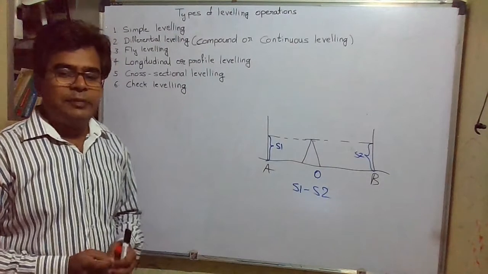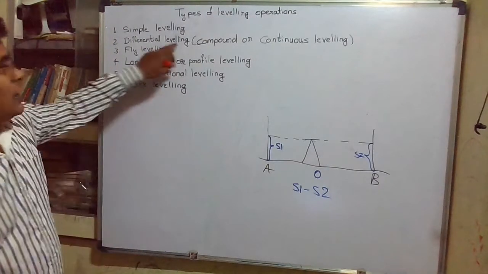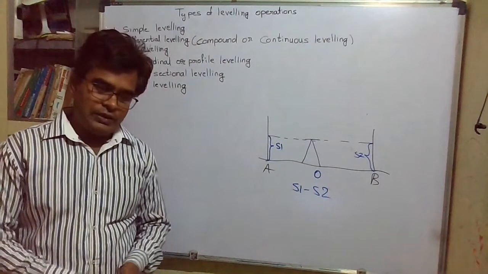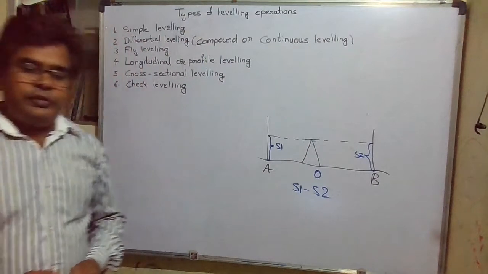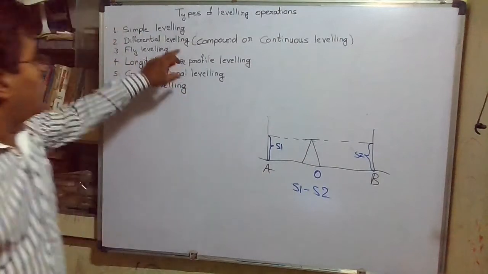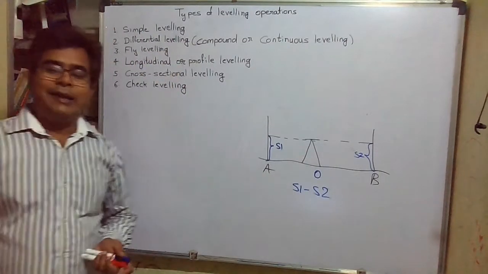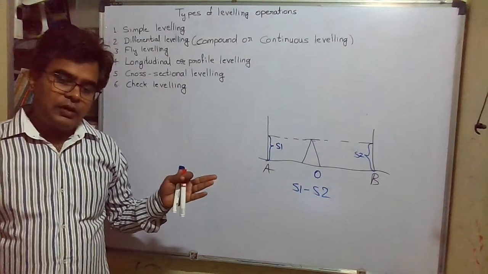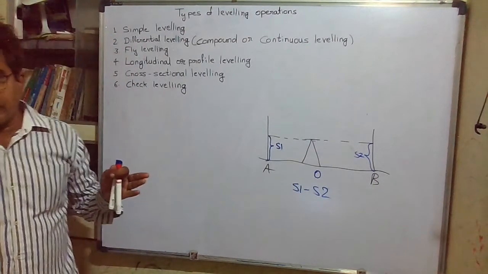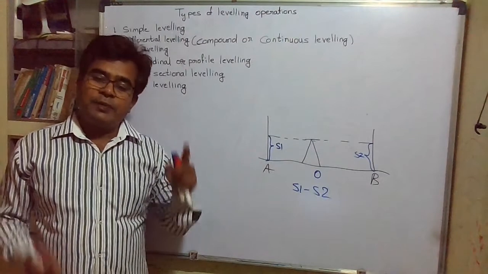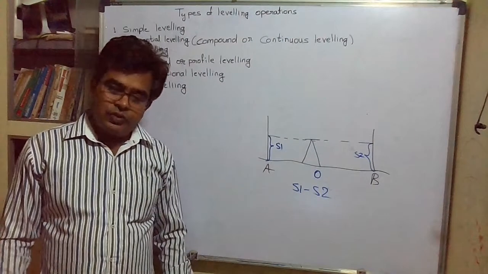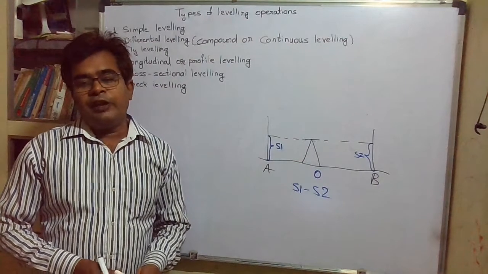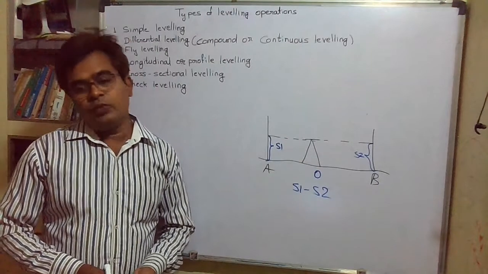Then the next method is differential leveling, also called compound or continuous leveling. This is adopted when 2 points are at a far distance away from each other, or the level difference between 2 points is too high, and when there is an obstacle between 2 points.